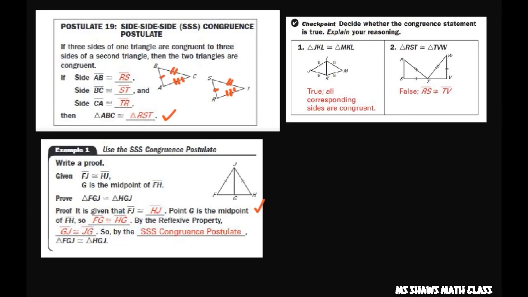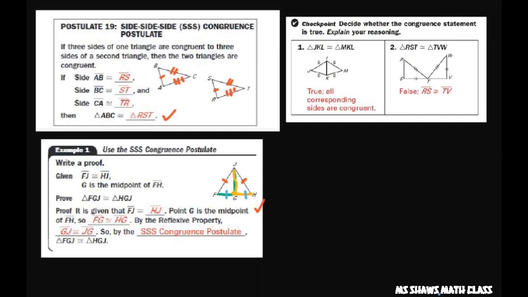we know that these segments are congruent, and G is the midpoint. We want to prove that triangle FGJ is congruent to triangle HGJ. Alright, so this is the midpoint. Now, we have our given, and G is the midpoint. So we know that if it's the midpoint, then these two sides are congruent.